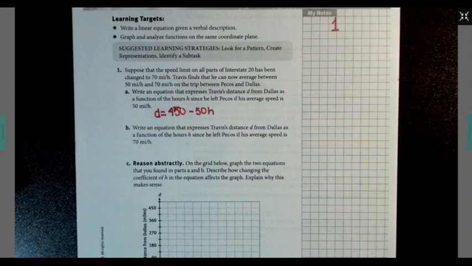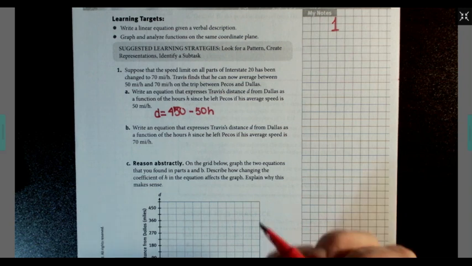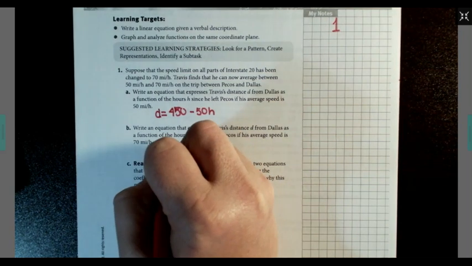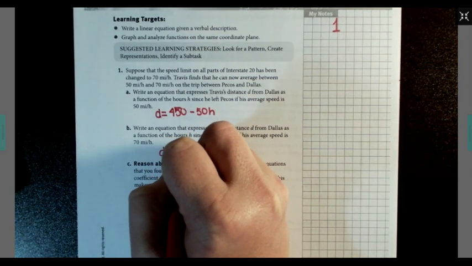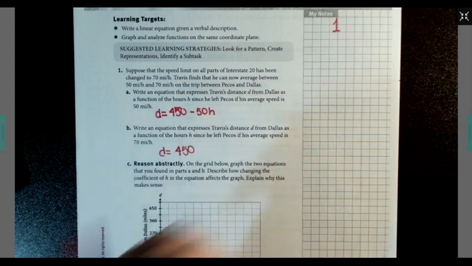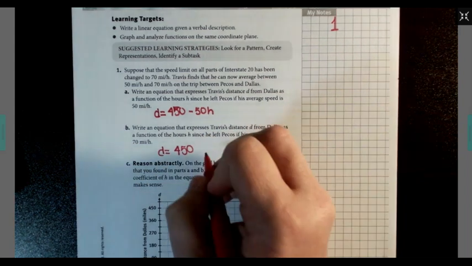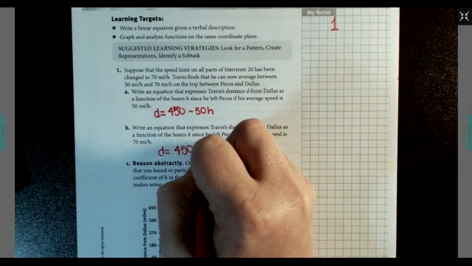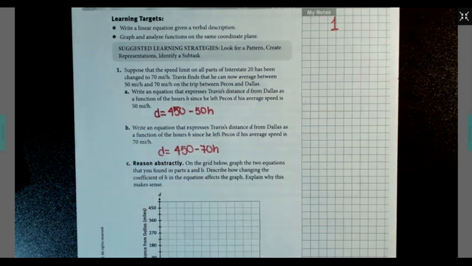Write an equation that expresses Travis's distance D from Dallas as a function of the hours H since he left Pecos if his average speed is 70 miles per hour. So in this case, we would have D equals, still starting 450 miles away from our destination, and this time we're going 70 miles every hour.